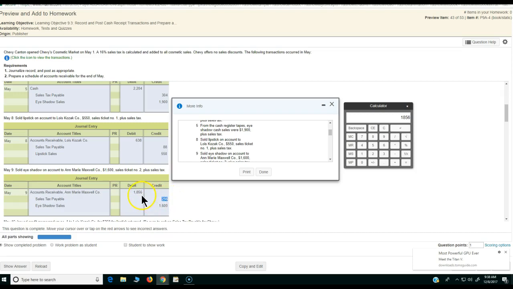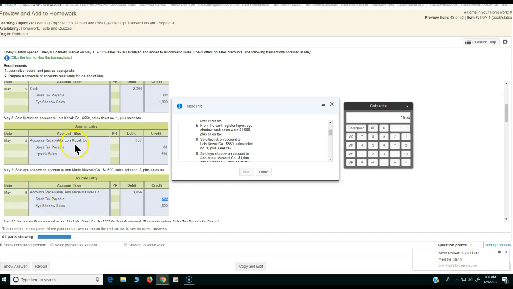Of course, the sales invoice or the sales ticket would certainly break it down exactly according to the numbers: eyeshadow sales to Anne Marie Maxwell for $1,600 plus sales tax, ST, you might see, sales tax at $256, and Miss Anne Marie Maxwell owes us $1,856.